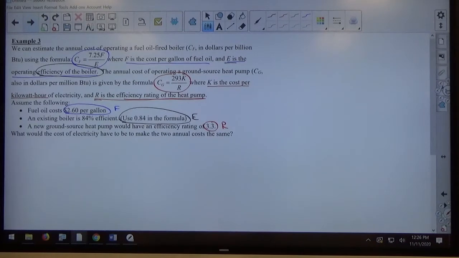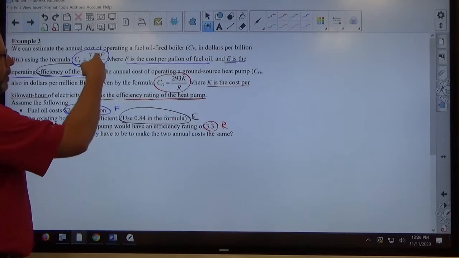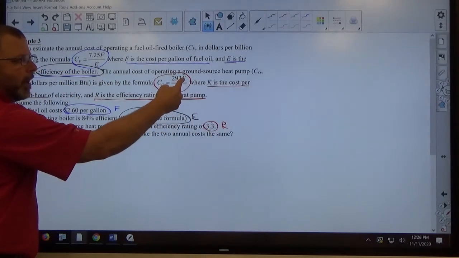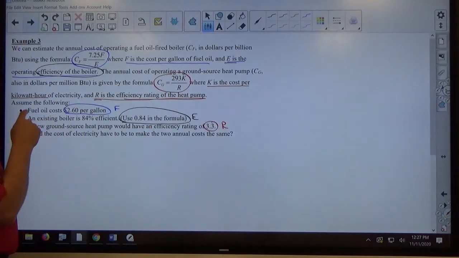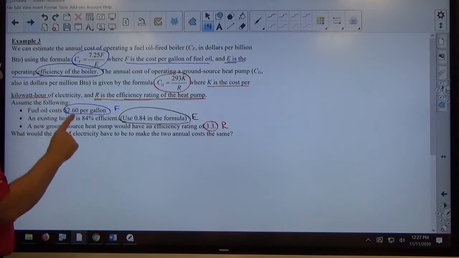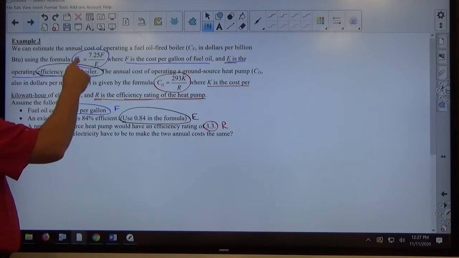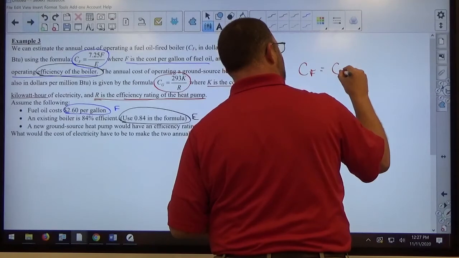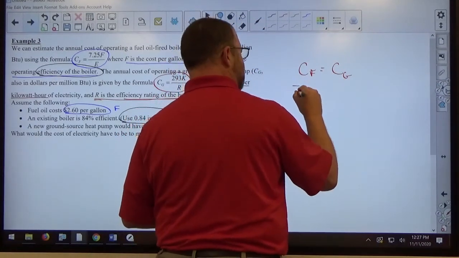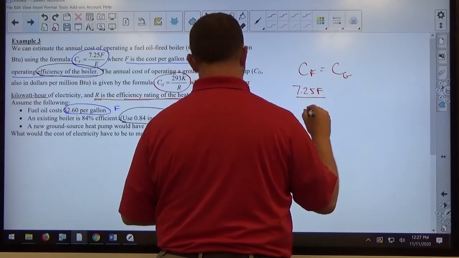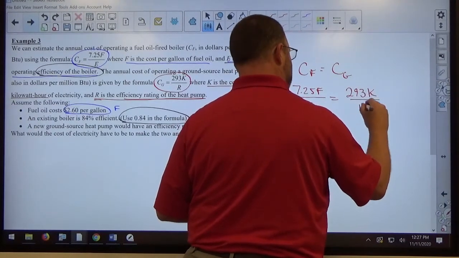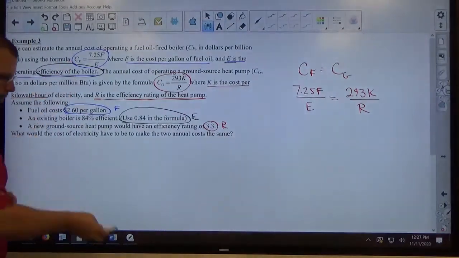And it says, what would the cost of electricity have to be to make the two annual costs the same? So notice what they've given us. F and E are the values to figure out the cost of the fuel oil-fired boiler. R is this. We don't know what K equals, but that would be the cost of the ground source heat pump. They want them to be the same amount of money. They want this cost to equal that cost. So if I want C subscript F to equal C subscript G, that means that 7.25 F over E should equal 293K over R. All right. So I want, let me get some highlighters here.